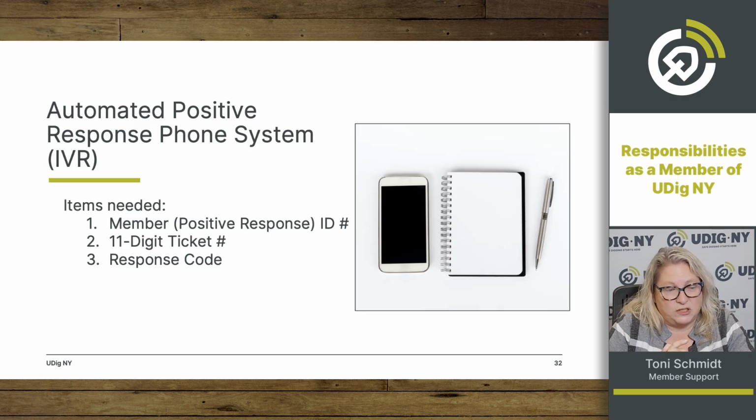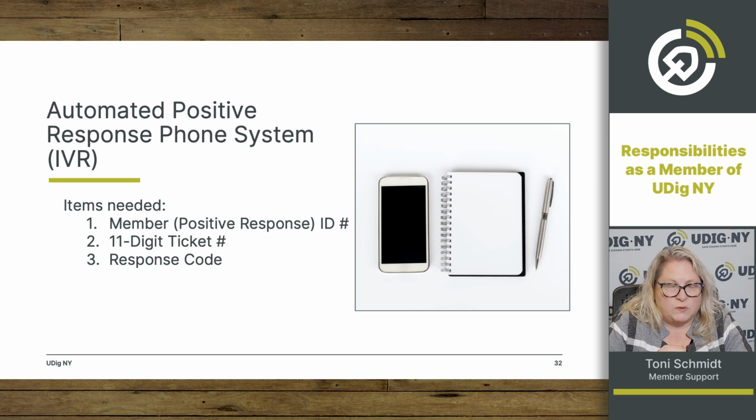The second option of responding is by using the phone. UDig NY has an automated phone number, 1-888-DIGGERS. The phone option also provides 24/7 access. It can be used all the time, but is most helpful as a backup in case your internet goes down, or maybe you only have one location request to respond to and your login is unavailable.